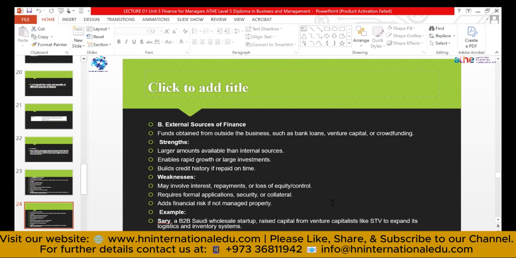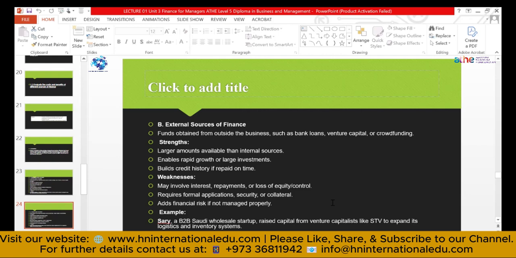Build credit history if repaid on time. Credit history means the banks will obviously see your statements. If you're paying up the loans in a timely manner and with the proper interest rate, they're going to give you loans again as well. However, it may involve interest, repayments, or loss of equity control. That's true. Liabilities are going to be there at the end. Repayments are not easy. They have a lot of cost, and even interest is added to the volume of money which we take as a loan from the different sources.